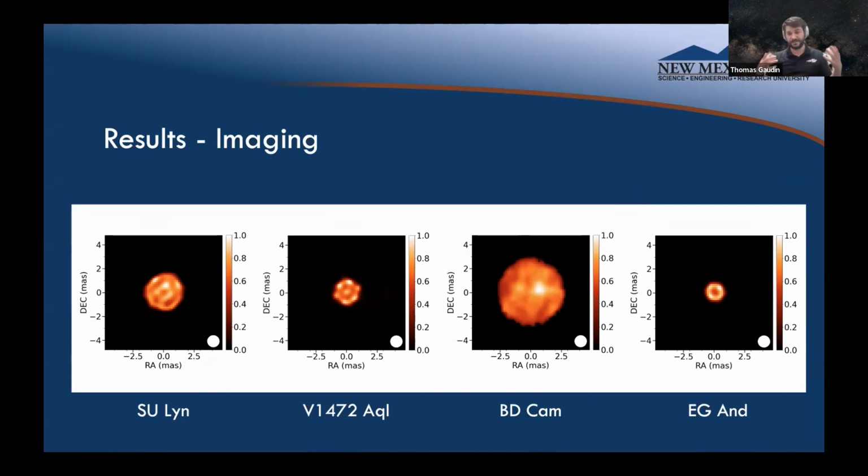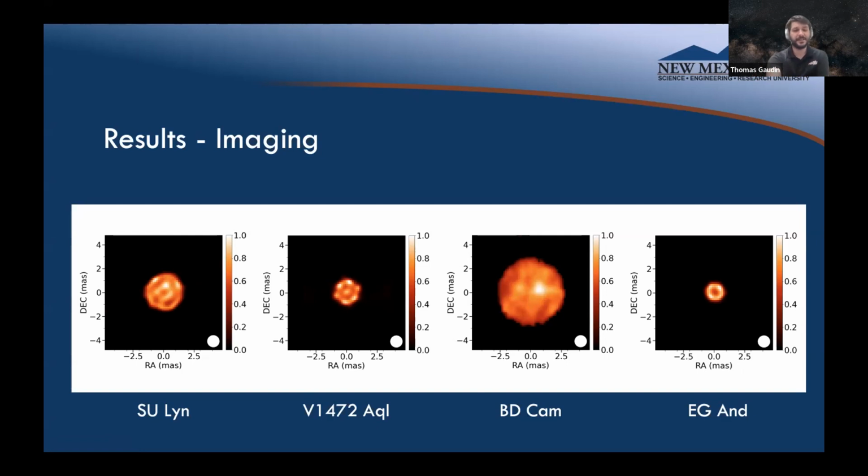And we think that this is likely not due to Roche lobe filling. Instead, 2 of these stars, SU Lin and BD Cam, are both AGB stars. We think that these are likely due to thermal convective cells on the surface of each of our targets. V1472 Aquila is a little bit less evolved. It is only a red giant, but it is also showing these surface features as well that would be more characteristic of thermal convection than of a star that's filling its Roche lobe.